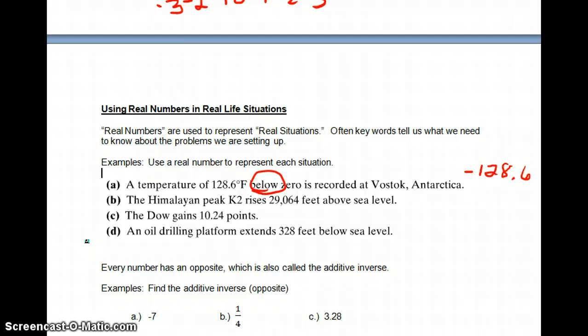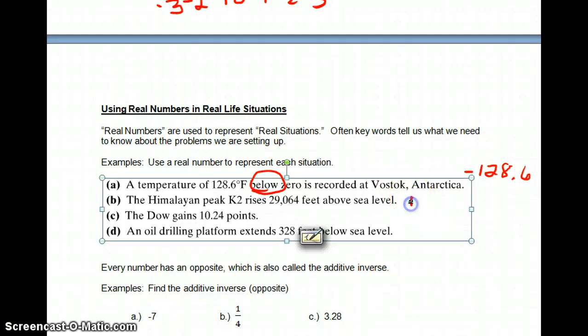Okay, by now you should have done B, C, and D on your own, and you should have had positive 29,064 for B. For C, we should have had positive 10.24. And lastly, for D, we should have had negative 328 feet.